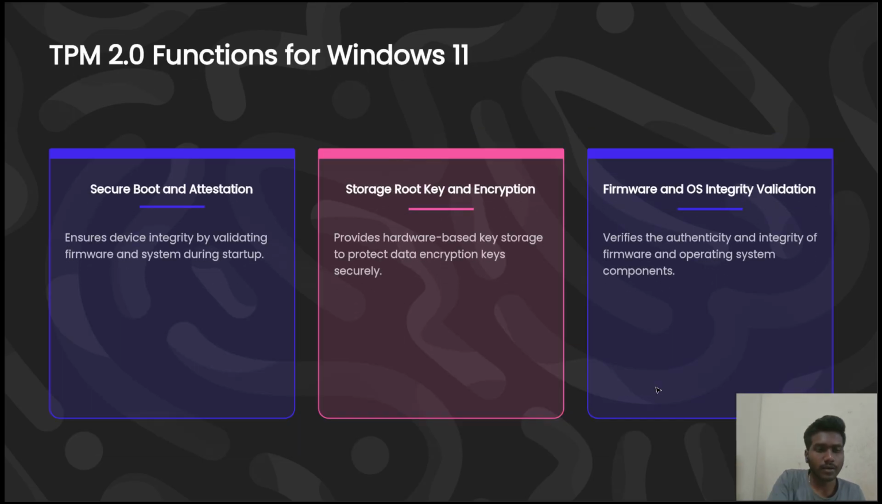Here, TPM 2.0 functions are as follows. Secure boot ensures device integrity by validating firmware and system during startup. Storage root key and encryption provides hardware-based key storage to protect data encryption securely. Firmware and OS integrity validation verifies the authenticity and integrity of firmware and OS components.